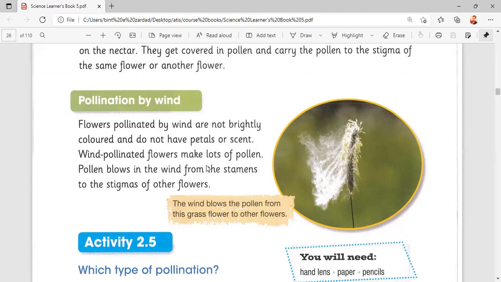Wind pollinated flowers make lots of pollen, because with the help of wind it moves away from the plant. The pollen blows in the air from the stamen, the male part, to the stigmas of other flowers. So like this, they move with the help of wind. The wind blows the pollen from this grass flower to other flowers.